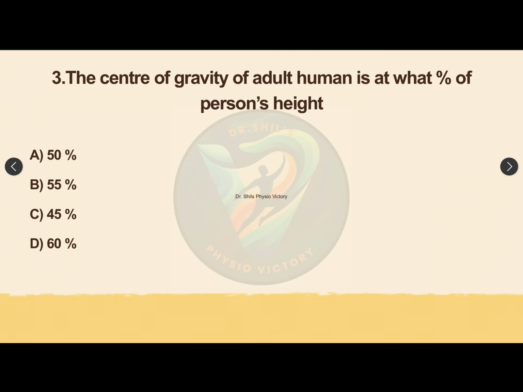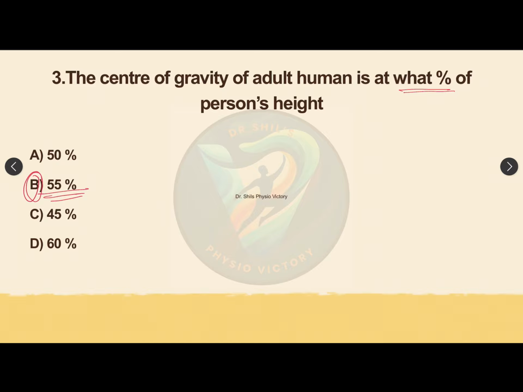Next question. The center of gravity of an adult human is at dash percent of a person's height. Option A 50%, option B 55%, option C 45%, and option D 60%. Here the correct answer is option B 55%.